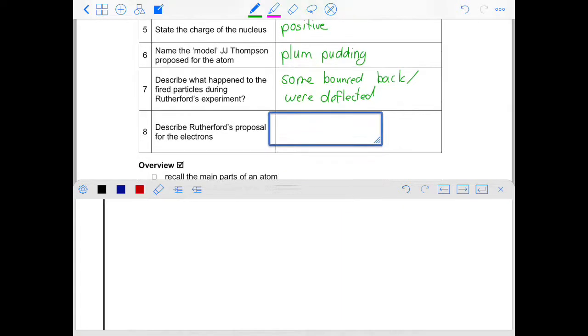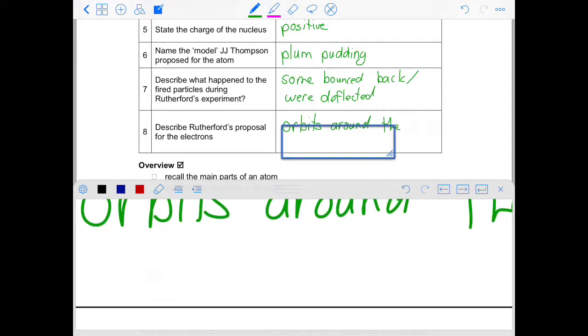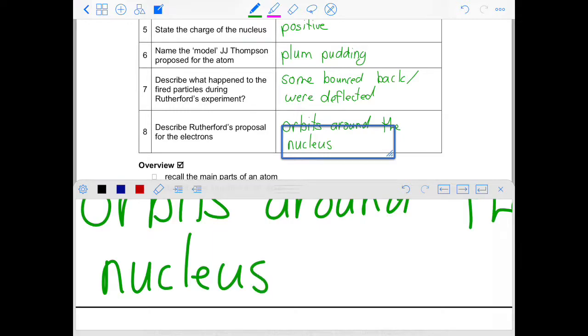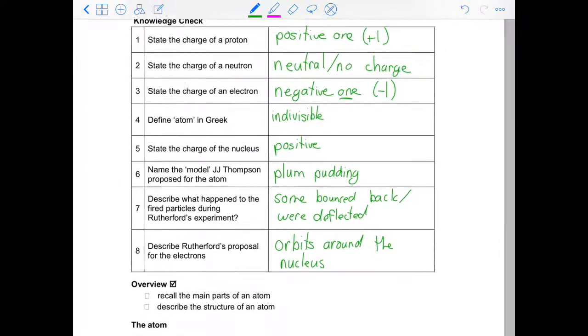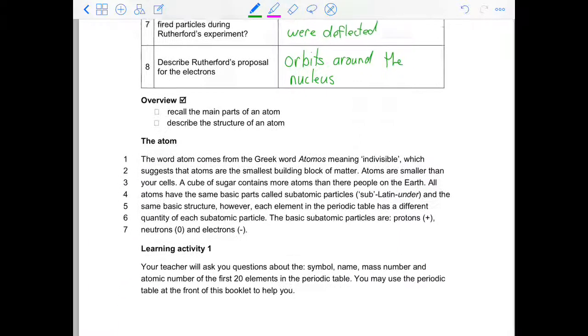And the last question of the knowledge check, Rutherford's proposal for the electrons. Where did Rutherford think the electrons were? He thought they were in orbits around the nucleus. All right, so hopefully you have all of those answers in. If not, correct the ones that you have wrong so that you do have all the correct answers down.